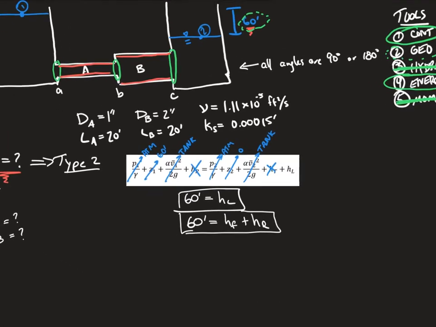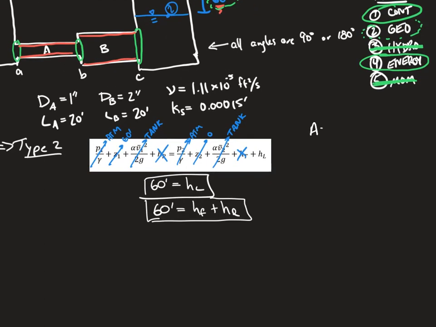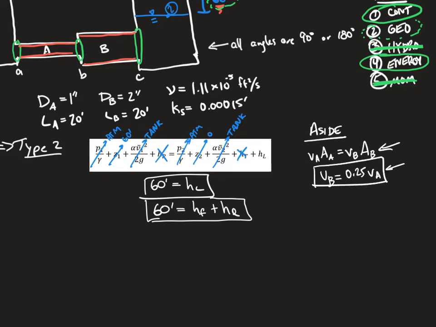So I'm going to do continuity as an aside. There it is, I just did the continuity. The flow rate in A equals the flow rate in B. If you plug in the diameters and whatnot, you'll end up getting VA is 4 VB, or in this case, for whatever reason, when I solved this the first time, I made VB a quarter of VA. So everything's going to be solved in terms of VA instead of VB. It doesn't really matter, so we're going to move on.